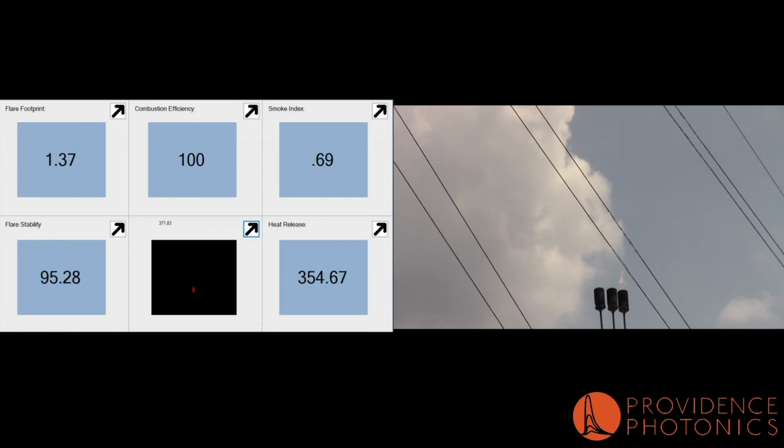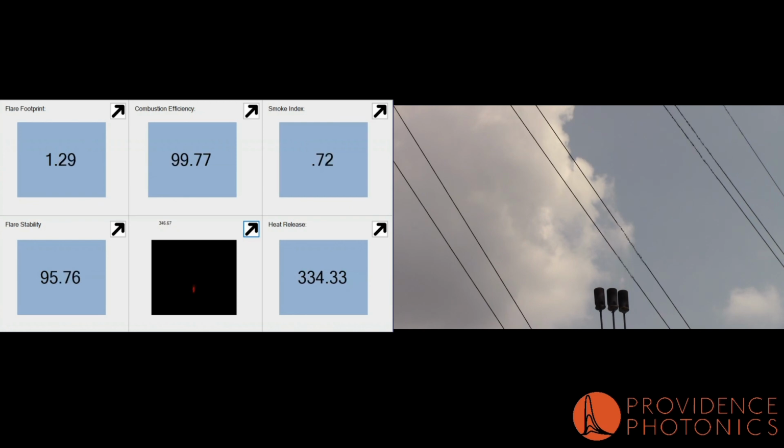As we turn those tips off, now we're only on the high velocity tip. Again, no visible flame, but our smoke index has gone away. We're back to 100% combustion efficiency. But now this is a mixture of propylene and acetylene.